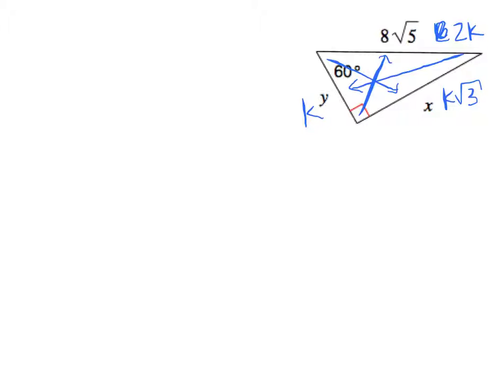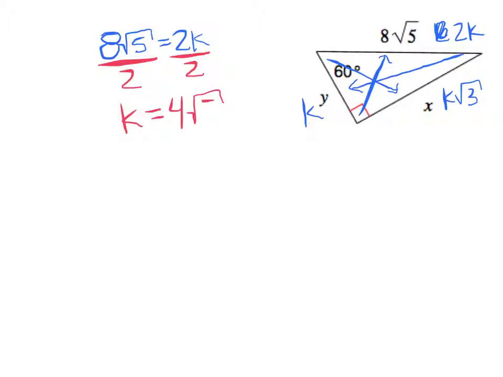Sorry, I made a mess. All right, so we can go ahead and use sort of solving equations in order to find K and find all three sides. So we know that 8 times the square root of 5 equals 2K. Because we know this, we can solve for K. I'm going to divide both sides by 2. Which means that K is 8 times the square root of 5 over 2, or we could say 4 times the square root of 5.